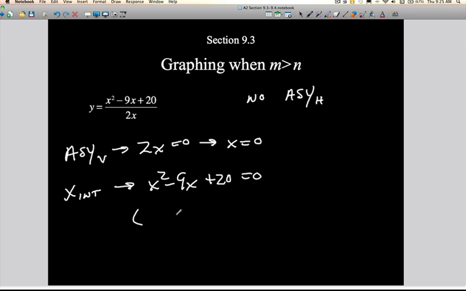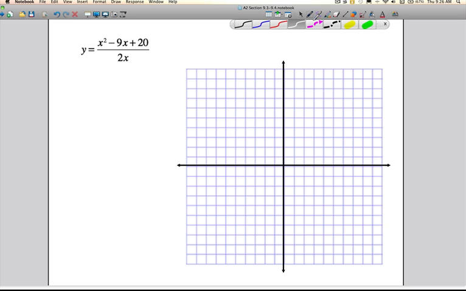And if I factor this, I know that my binomials have the same sign and they're both minuses. I'll have x here and x here. And factors of 20 that add up to be 9 are 5 and 4. So my x-intercepts are 5 and 4.